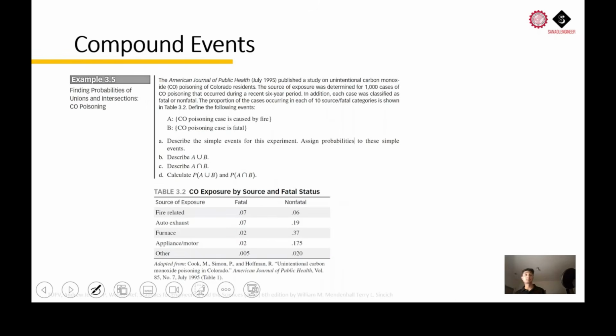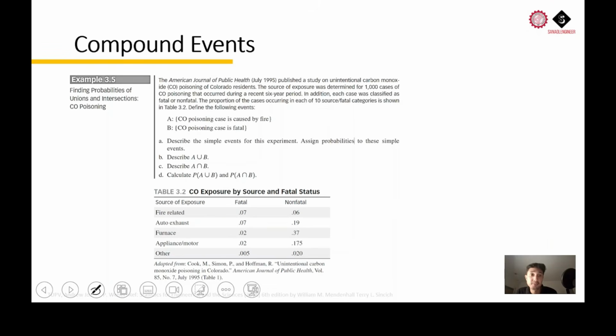Okay, so for example 3.5, a study was published on unintentional carbon monoxide poisoning of Colorado residents. The source of exposure was determined for 1,000 cases of carbon monoxide poisoning that occurred during a recent 6-year period. In addition, each case was classified as fatal or non-fatal. The proportion of the cases occurring in each of 10 source fatal categories is shown in table 2.2.